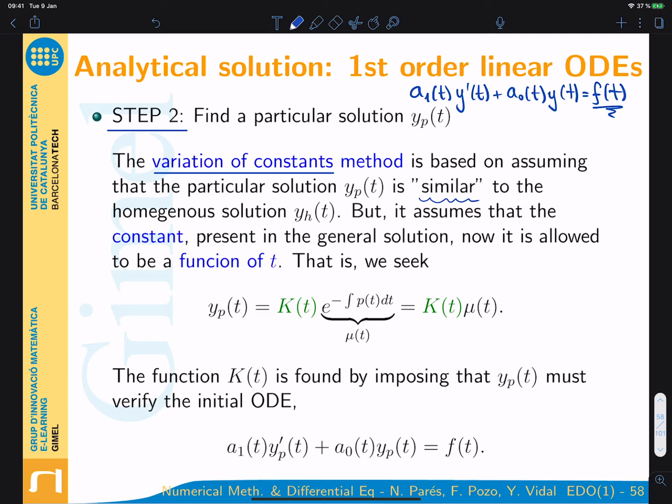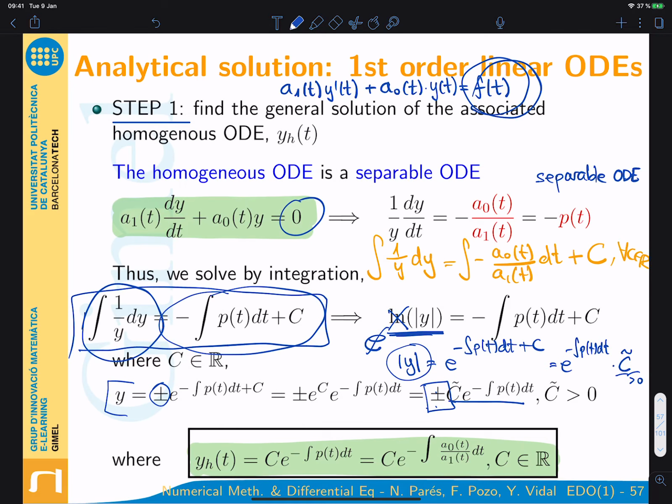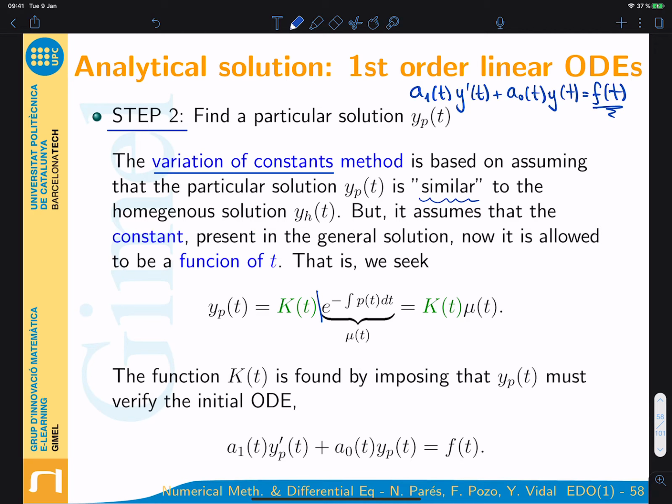Now, what do I mean with similar? Well, you know that the homogeneous solution is this one. Yeah, it looks like this. In order to write it in a simpler manner, let me say that this is c times something called mu, just to make it simpler. Yeah? You agree that this homogeneous is c times this thing that could be called mu, for example. Okay, so this is what I'm writing here as mu, okay?